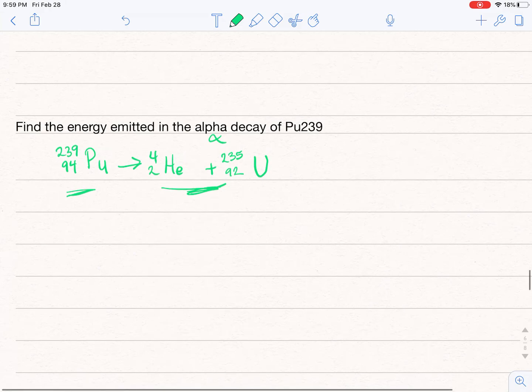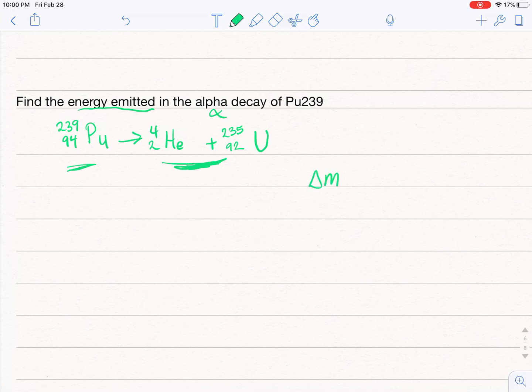The way we can find the energy emitted by alpha decay is we need to find the change in mass that occurred here. I know I just said these two things have to add up to equal this, and while they do, a couple of decimal places down the mass actually changes a little bit, and the exact mass of plutonium does not equal the masses of helium and uranium combined. So the way we can find delta M in this case is simply the mass of plutonium minus the mass of helium plus the mass of uranium. I should put those in parentheses.